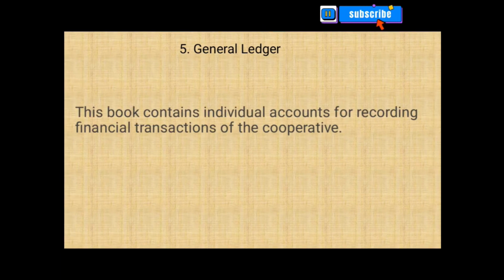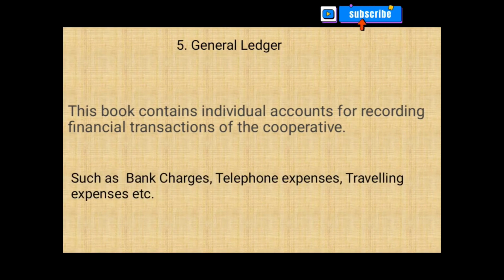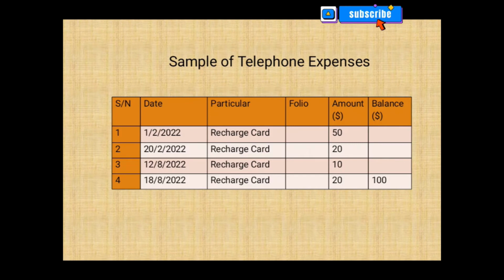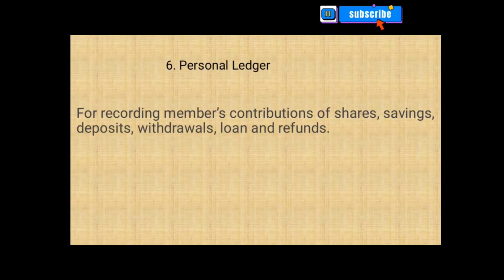Number 5. General ledger. This book contains individual accounts for recording financial transactions of the cooperative, such as bank charges, telephone expenses, traveling expenses, etc. Sample of telephone expenses. The table below gives a detailed illustration where we have headings such as date, particular, folio, amount and balance.